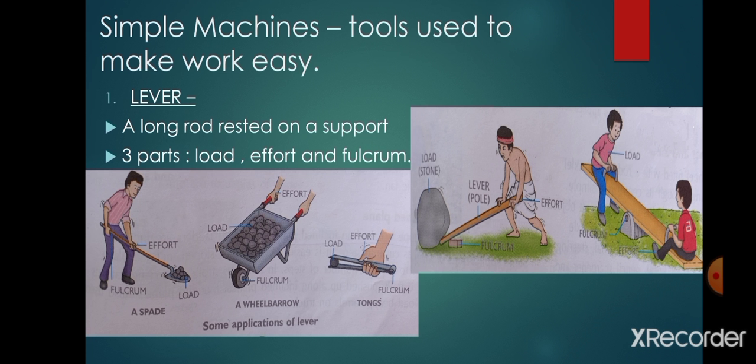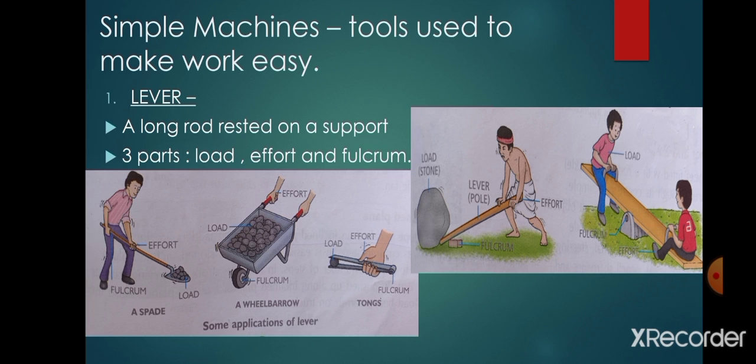What is a lever? A lever is a long rod rested on a support. It is one of the oldest and most common simple machines. A lever is a long rod rested on a support. It consists of three parts. What are the parts? Effort, load, and fulcrum.